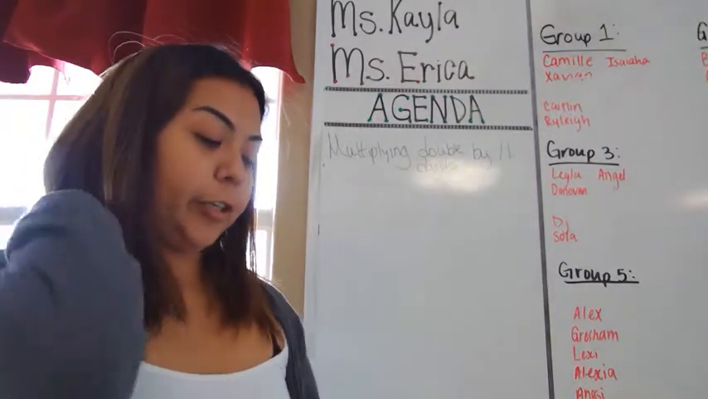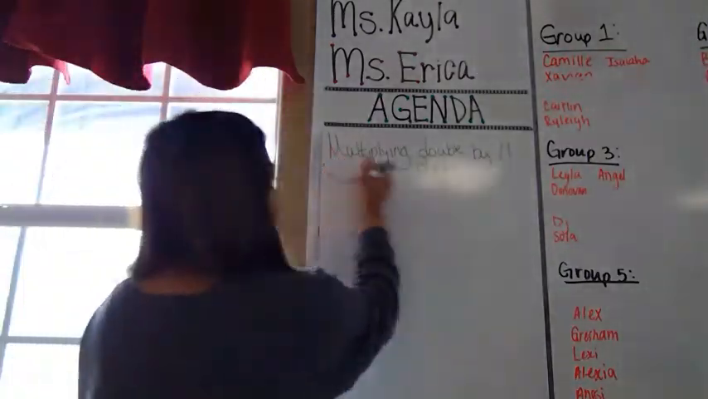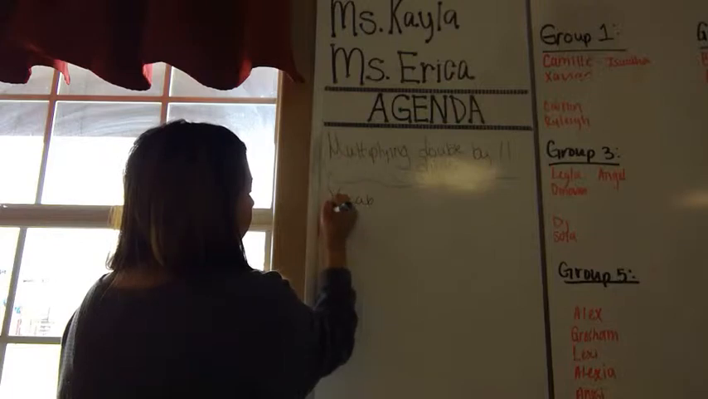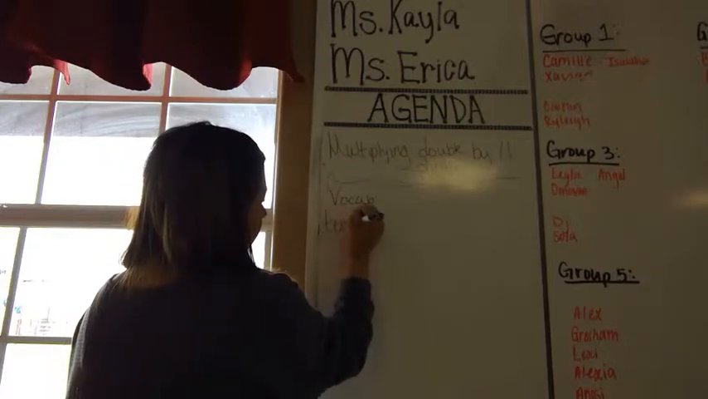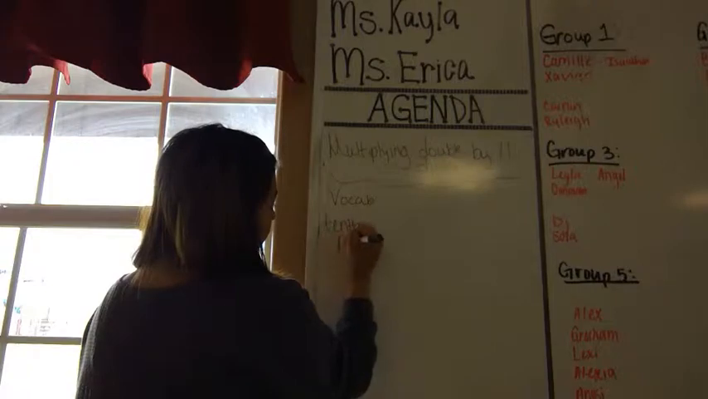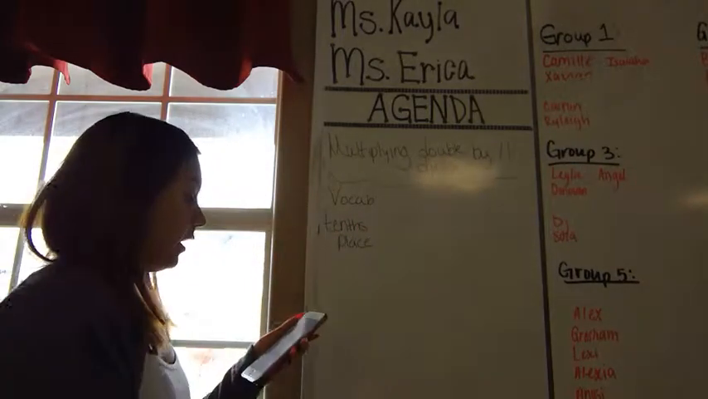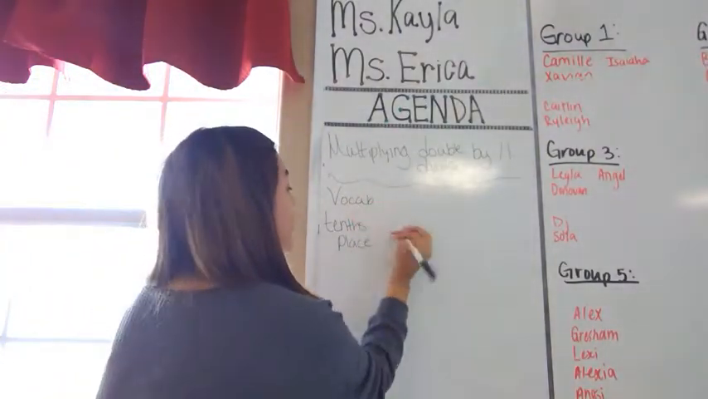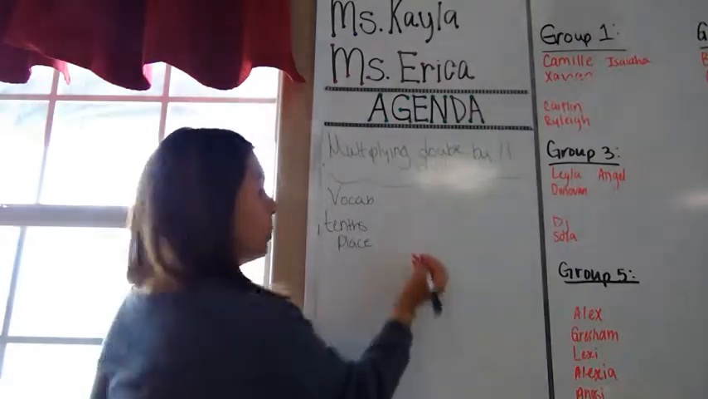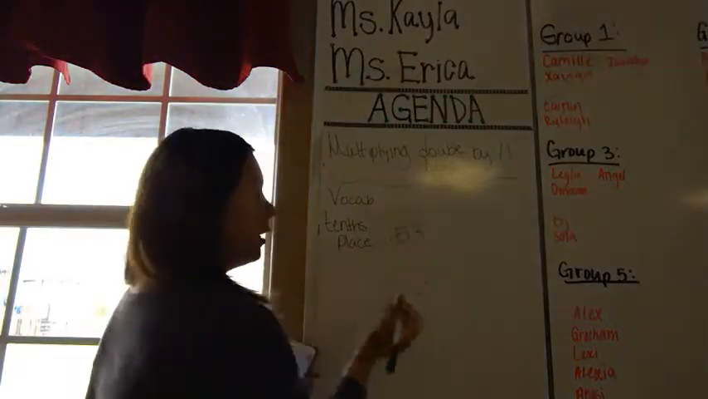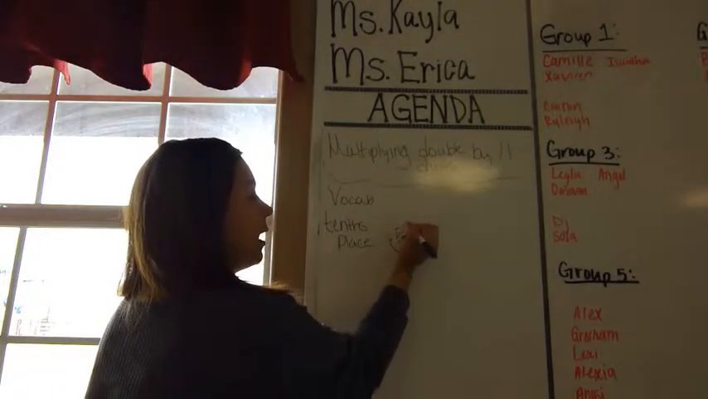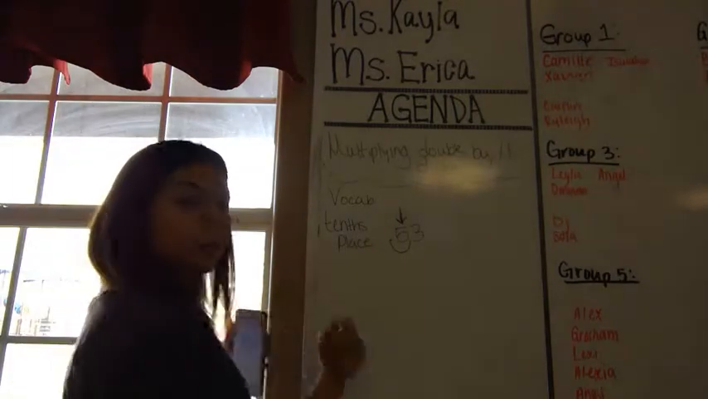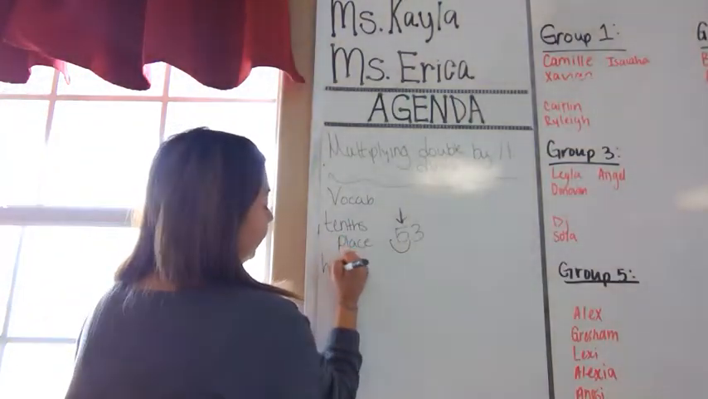The first vocabulary term we will be going over is the tenths place. So the tenths place is going to be the number value to the right of the decimal. So if your number is 0.53, you would just move over once, and 5 is going to be in your tenths place.